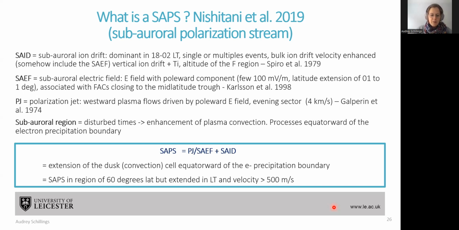Basically, the characteristic of SAPS is that they are found below the electron precipitation boundary, or the auroral oval, and they extend in latitude and in longitude. They are a fast flow, with velocity higher than 500 meters per second. They are usually said to be in a region starting at 60-degree latitude, but that depends on the auroral oval. If the solar activity is very low and the auroral oval is quite high, then it could be around 62 to 65-degree latitude.